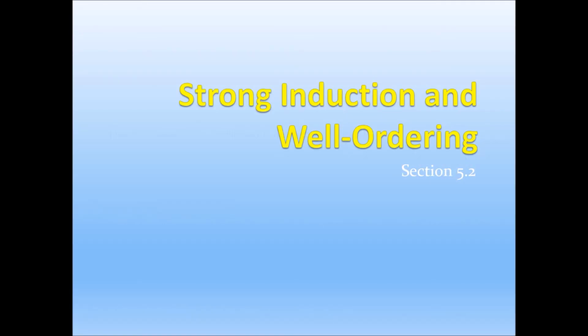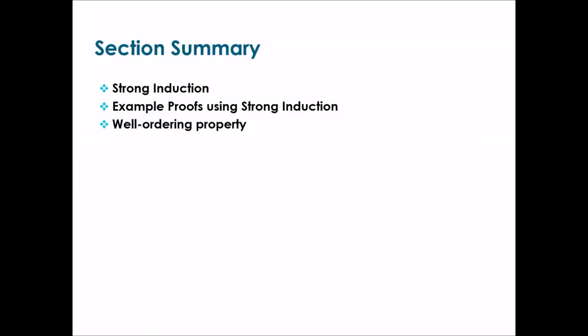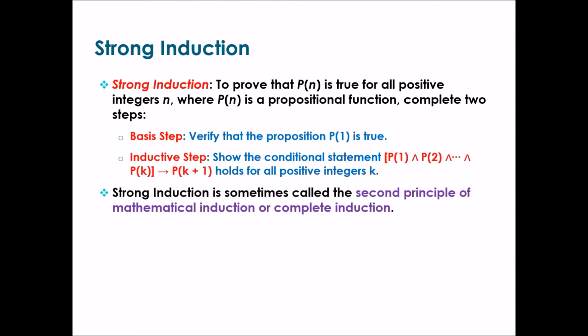Now next section, strong induction and well ordering. So this consists of the following steps. Strong induction: to prove that Pn is true for all positive integers n, where Pn is a propositional function, two steps are followed. First step is basis step. Verify that the proposition P1 is true. Right? This is similar to the weak induction we have already done. Inductive step is different from the weak induction.